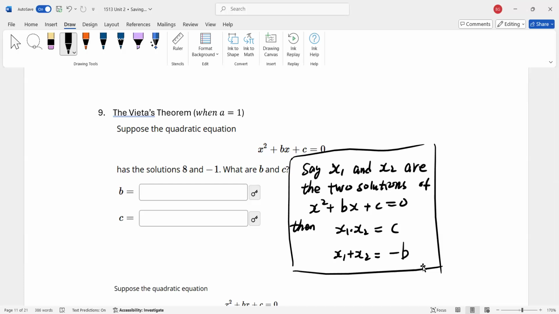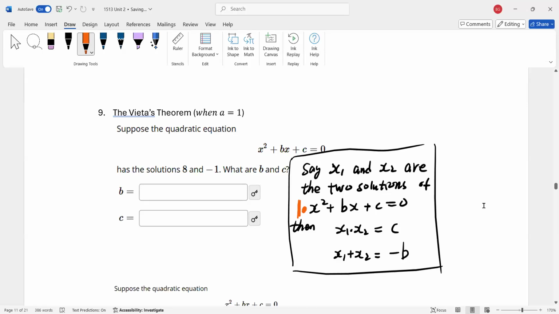In a complex number set, any quadratic equation has two solutions, right? And we assume we only consider the quadratic equation with leading coefficient 1. That's important. We only consider a equals 1 here. Then the two solutions must multiply to C, which is the constant term on the left side of the equation. And the two solutions add up to the opposite of B. B is the coefficient of X. And let's apply this theorem.